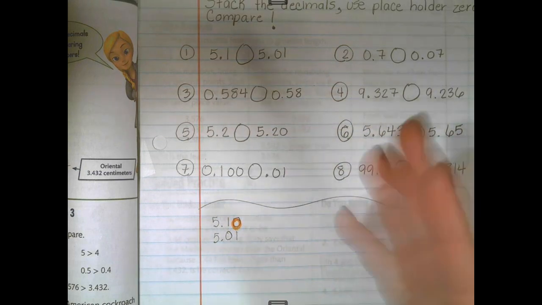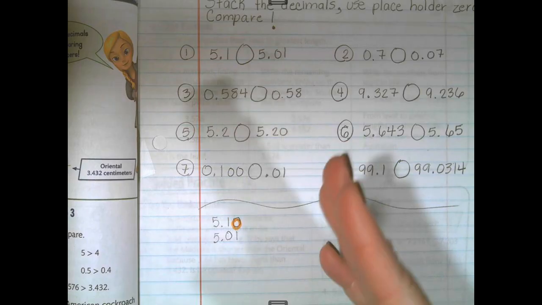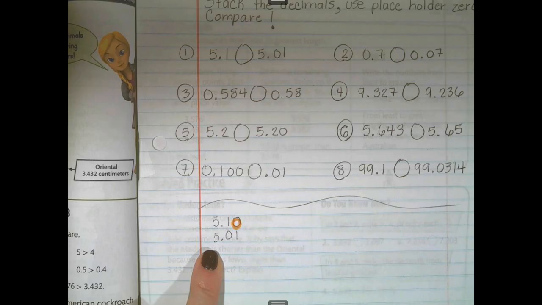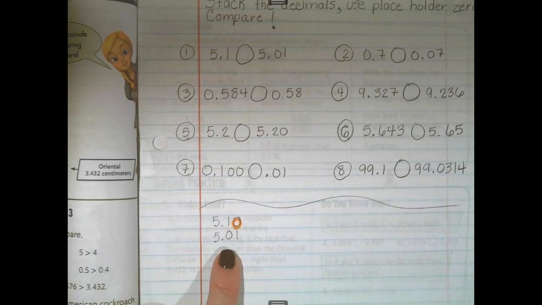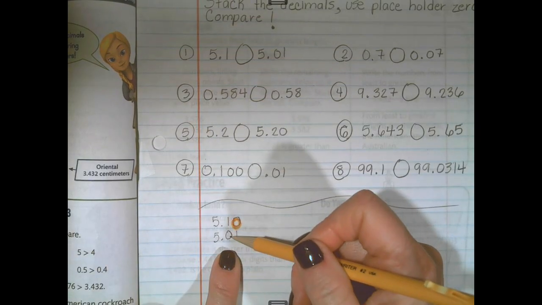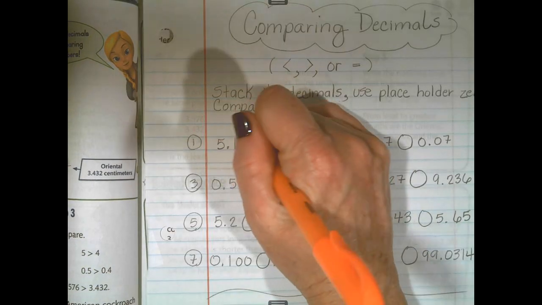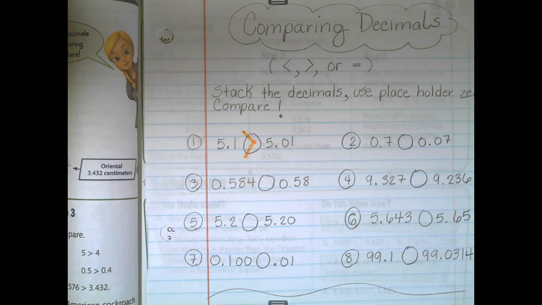Now, just like whole number place value comparison, we start in the ones place. They both have the whole number 5. That's not going to help us with the comparison. We move over to the tenths place, and 1/10 is greater than 0/10. So what I know then is that 5 and 1/10 is going to be greater than 5 and 0.00.